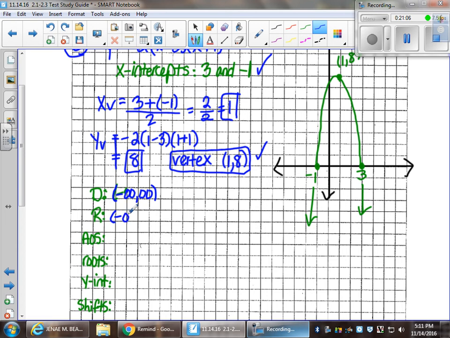Range, negative infinity to 8 with a bracket. Axis of symmetry, x equals 1. Roots, we have 2 of them at negative 1 and 3.